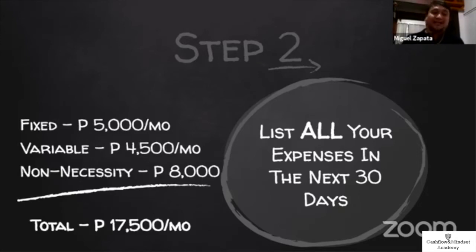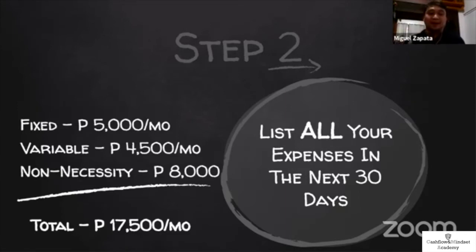So here's my example lang. Like let's say ang fixed na gastos ko each month, ito yung regular, which is 5,000 per month. Variable ko would be nasa 4,500. Hindi siya super realistic kasi it will be different for each one of us. Non-necessity is 8,000. I'm just saying 8,000 kasi based dun sa mga binigyan ko ng consultation, yung non-necessity is normally malaki talaga compared sa iba. Kasi hindi nila napapansin when they deliver food o kaya nagde-date night, napapasobra yung date night. So minsan talaga mas mataas siya and it's normal. You don't have to worry about it.